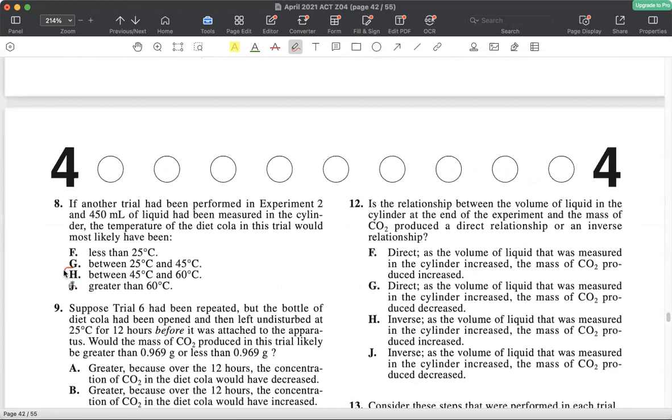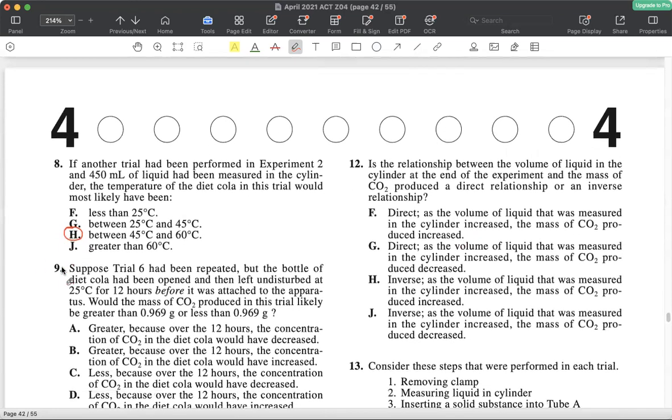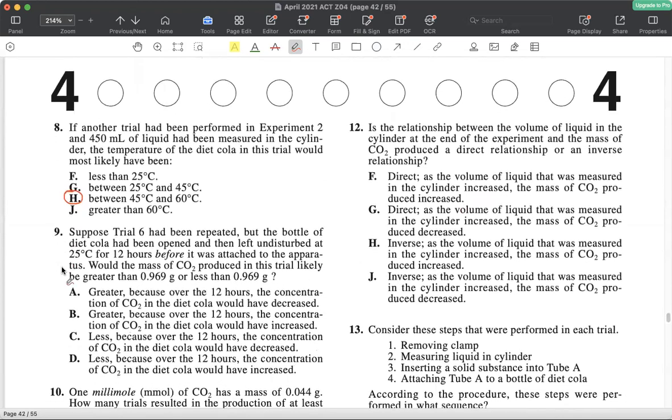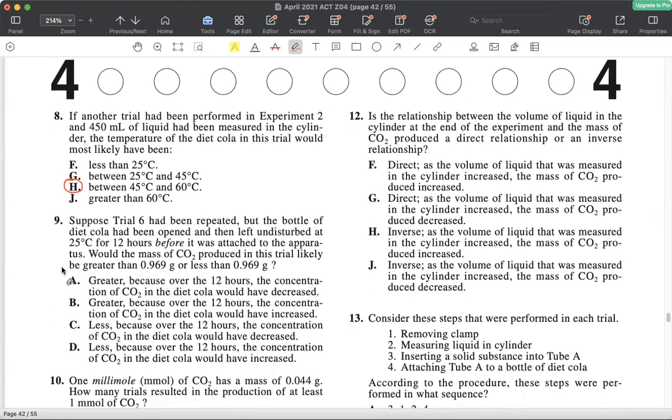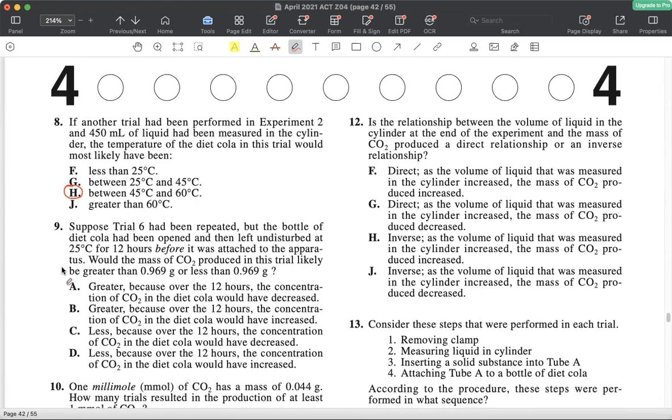Between 45 and 60. Suppose trial 6 had been repeated, but the bottle of Diet Cola had been opened and then left undisturbed at 25 degrees centigrade for 12 hours before it was attached to the apparatus. Would the mass of CO2 produced in this trial likely be greater than 0.969 or less than 0.969? So you know that if the cola bottle has been kept aside before it is used in the trial, then a lot of its fizz would evaporate. So the mass of CO2 produced would be less, right? Because over the 12 hours, the concentration of CO2 would have decreased. So it's option C.